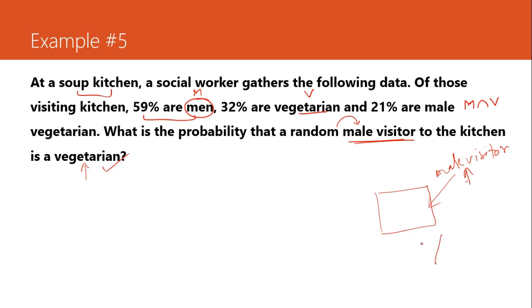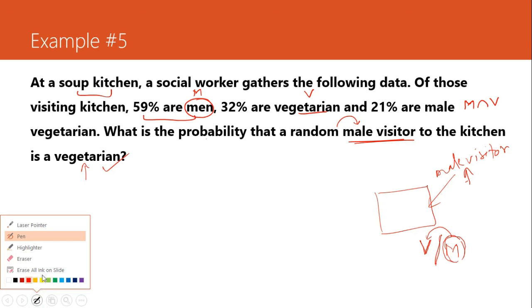Put a slash. We have to compute the probability of vegetarian. So V comes on the top, and what information you already know? We know that the visitor is male. So V by M. The information that we already know is always written at the bottom, and the event for which we need to calculate the probability is always written on the top.